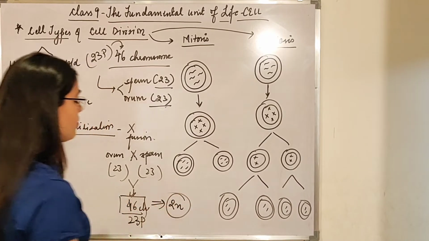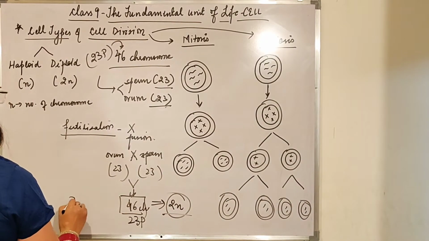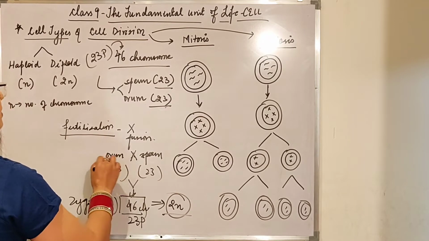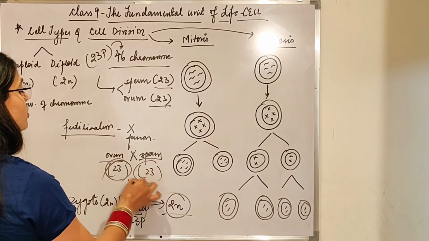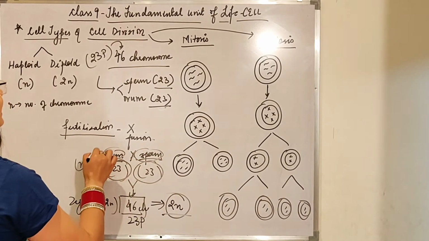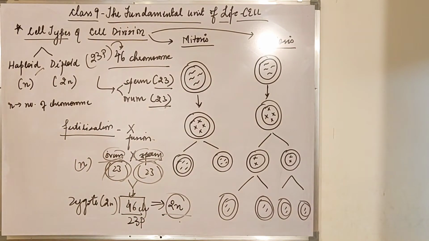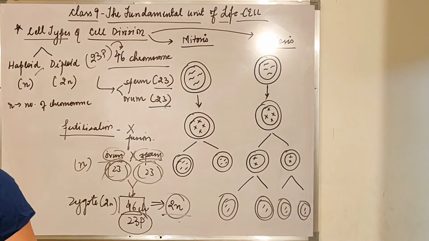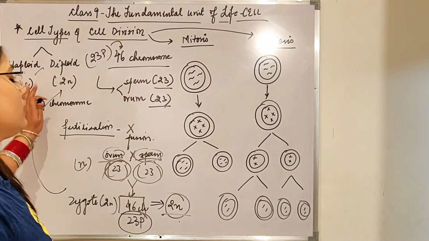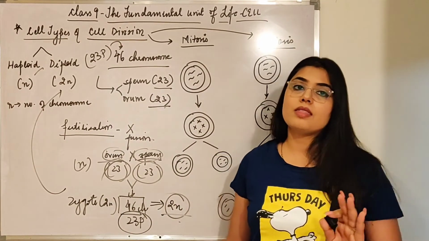The amount of chromosomes here is 2n. The zygote which is forming here is 2n in nature. But the ovum and sperm just have 23 chromosomes each, so they are n in nature. That means the ovum and sperm are haploid, whereas the zygote will have 23 pairs, and it will be known as 2n, diploid. Diploid means double the number of chromosomes and haploid means 23 only.